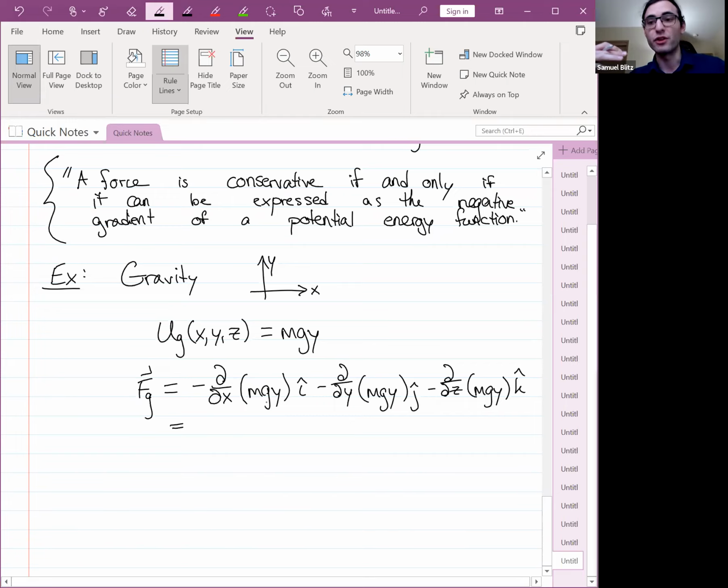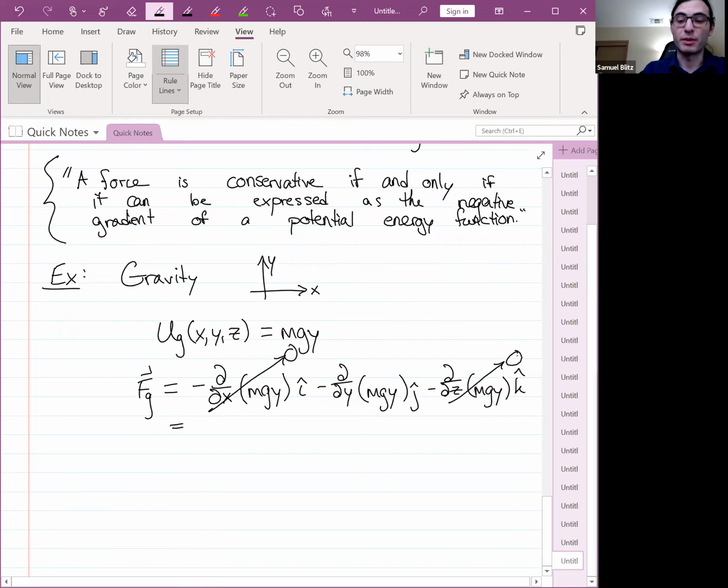Well, the partial derivative with respect to x means you treat y and z as if they were constants. And we know the derivative of any constant is always 0. So this term is 0 automatically. Let's skip over to z, because y is going to be interesting. Similarly, treating y as if it's a constant, this is just a number now, the derivative with respect to z is also 0.